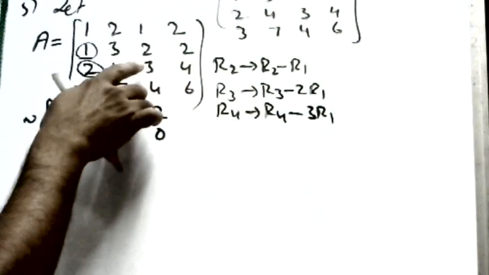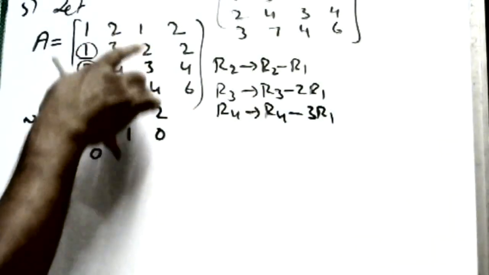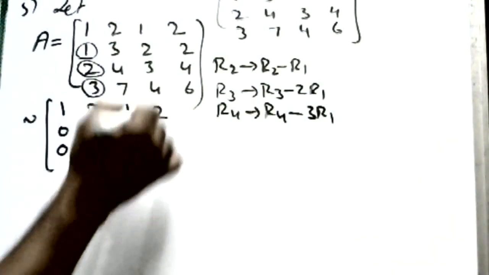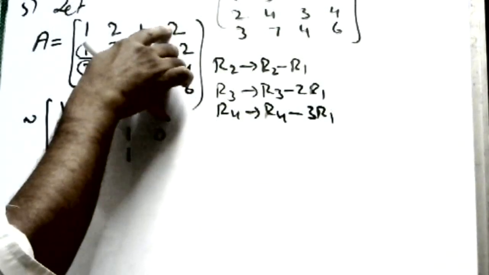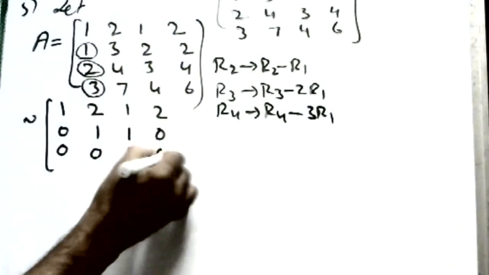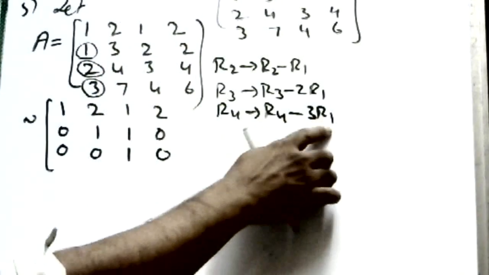In the same way, R3 minus 2R1. 2 1s are 2, 3 minus 2, 1. 4 minus 2, 2s are 4, 4 minus 4 will become 0.